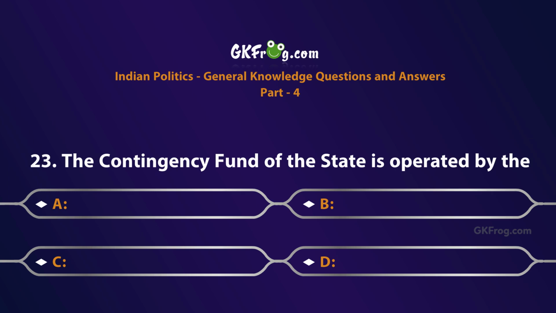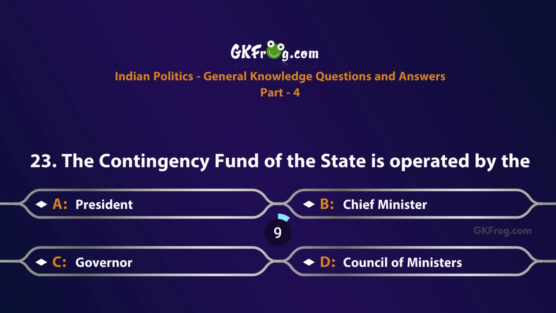The contingency fund of the state is operated by the A. President, B. Chief Minister, C. Governor, D. Council of Ministers. Correct answer is C. Governor.